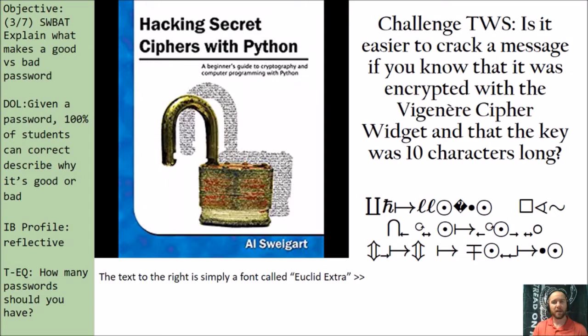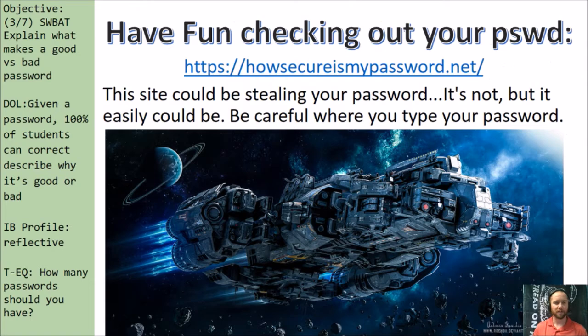Bear with me. Your challenge, think, write, share here, totally optional, is: it is easier to crack a message if you know that it was encrypted with the Vigenère cipher widget and that the key was 10 characters long. So anyone in class in need of extra credit might want to really tackle that question.